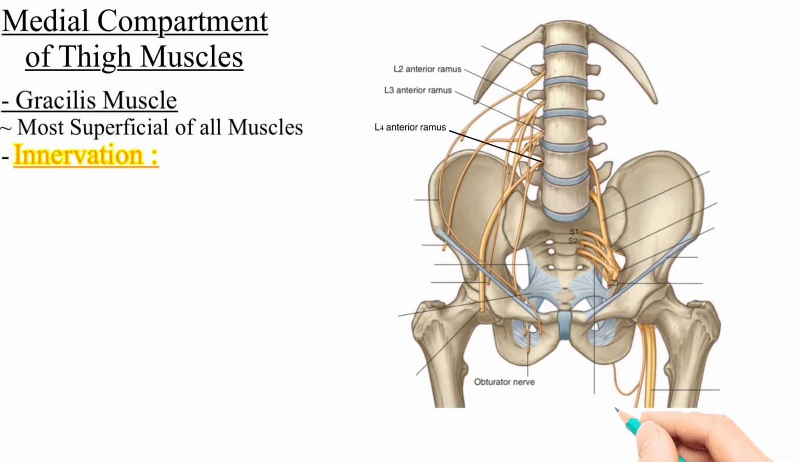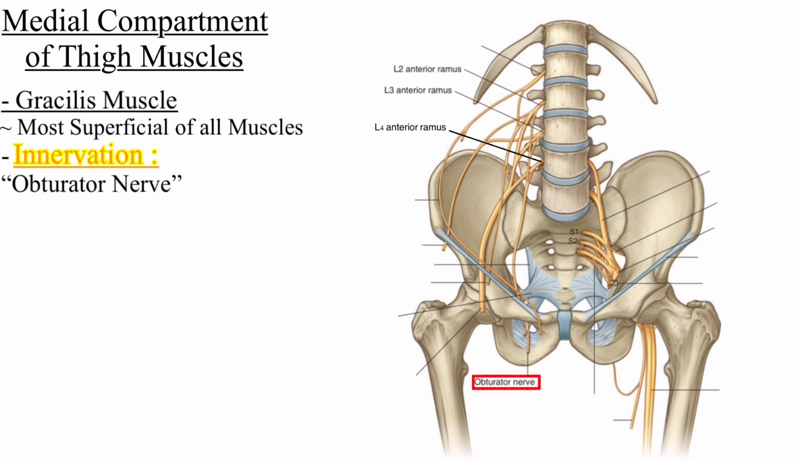Next is the innervation of gracilis muscle. Gracilis muscle is innervated by obturator nerve. Obturator nerve has 3 nerve roots: L2, L3, and L4. And the main innervation to the gracilis muscle is from L2 and a small contribution from L3.